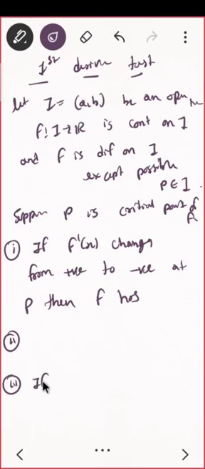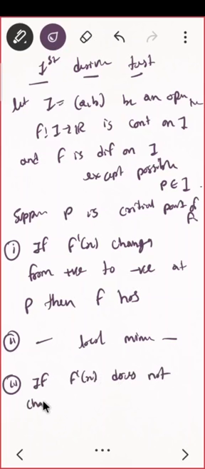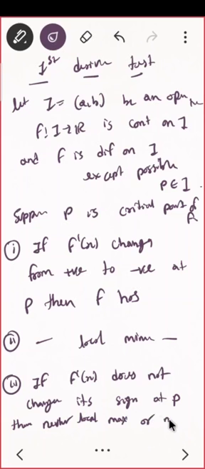You have to write it for local minima here. If f dash of x does not change its sign at P, then f is neither local maxima nor local minima.